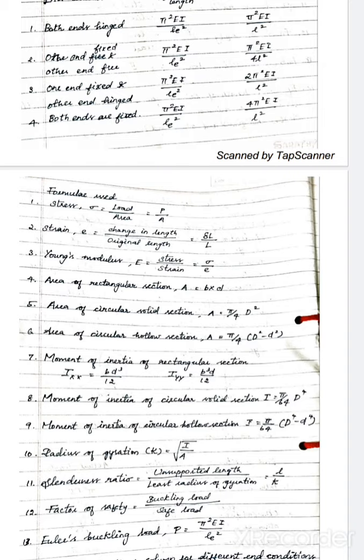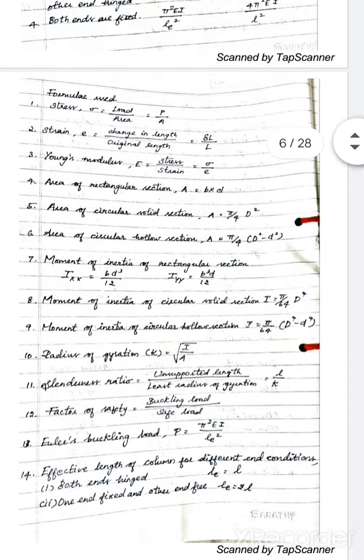So we know the formula, stress is equal to load by area, strain is equal to change in length by original length, Young's modulus is equal to stress by strain. Area of rectangular section is equal to B into D. Area of circular solid section is equal to pi by 4 d square. For hollow section, it is pi by 4 D square minus d square, which is external diameter minus internal diameter. Moment of inertia for xx condition b d cube by 12, for yy condition d b cube divided by 12. Moment of inertia of circular solid section pi by 64 d power 4. For circular hollow section, I is equal to pi by 64 D power 4 minus d power 4.